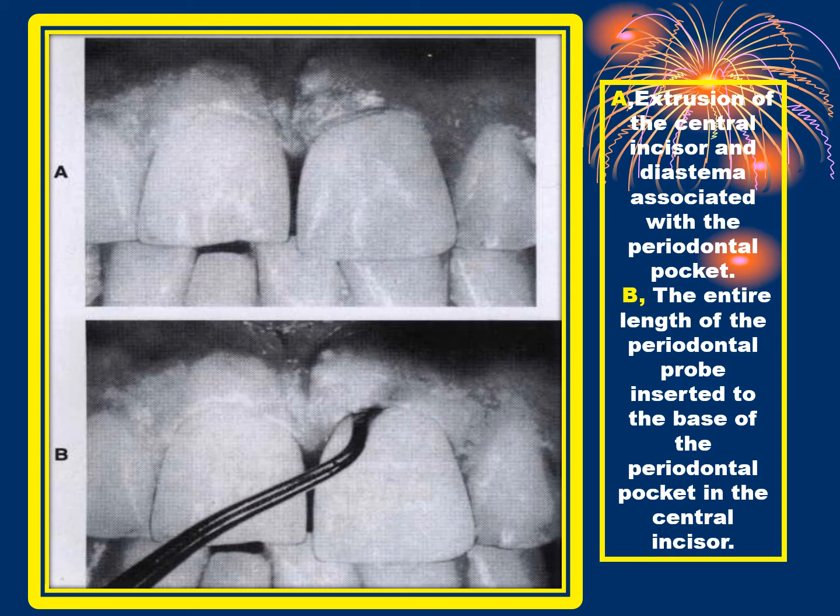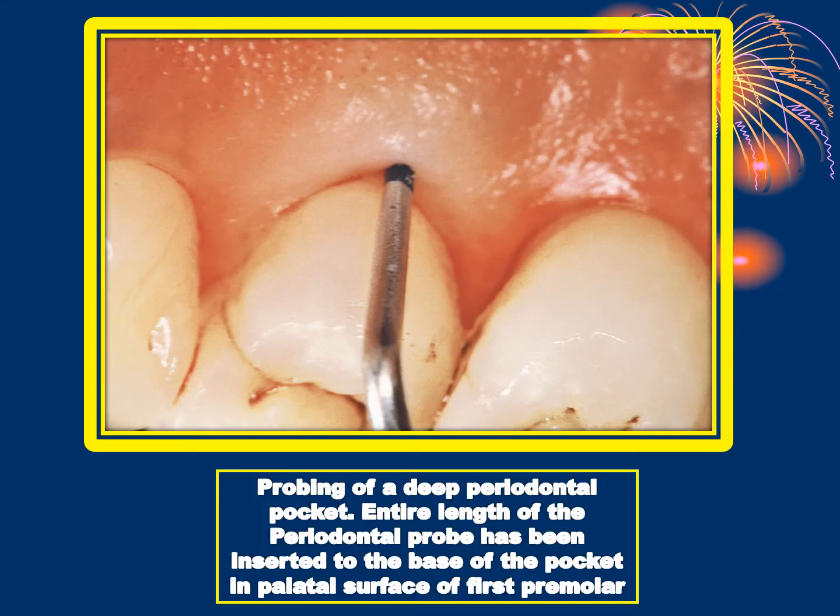This photograph shows extrusion of the central incisor and diastema associated with periodontal pocket. The entire length of the periodontal probe is inserted, as we see in B, to the base of the periodontal pocket in the central incisor. This photograph shows probing of a deep periodontal pocket. We notice that the entire length of the periodontal probe is inserted to the base of the pocket in the palatal surface of the first premolar.